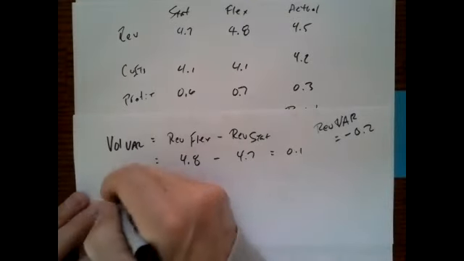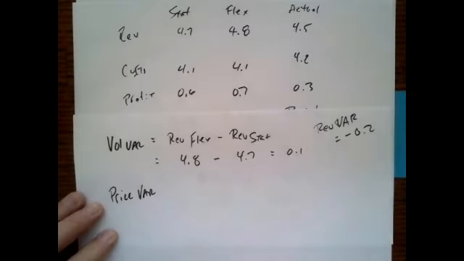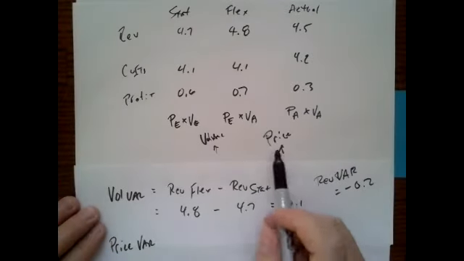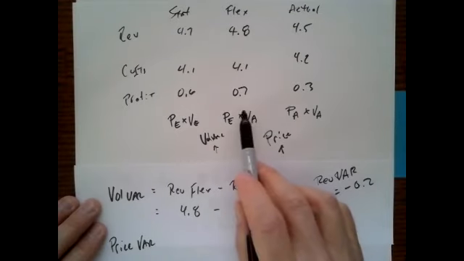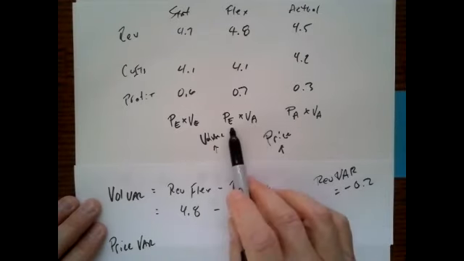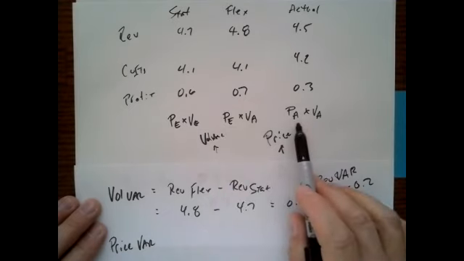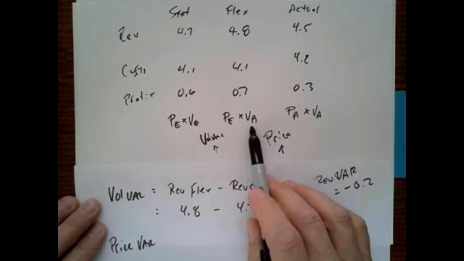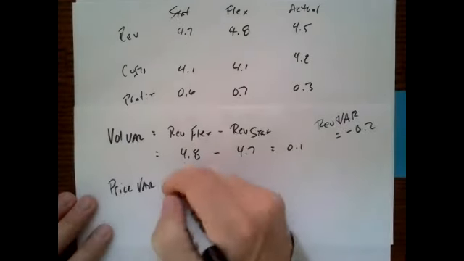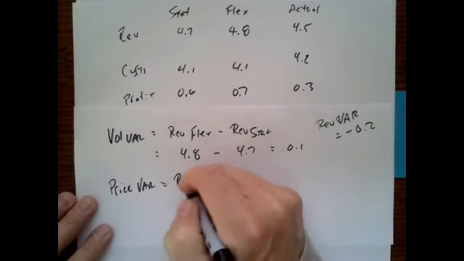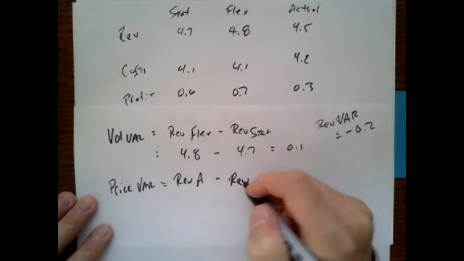And then to get the price variance on the revenue side, with price, we want to look where the price varies. So the price varies between the flex and the actual, right? We use the expected price for the flex and we use the actual price for the actual, but we use the actual volume for both. So the price variance with respect to revenue is revenue actual minus revenue flex.